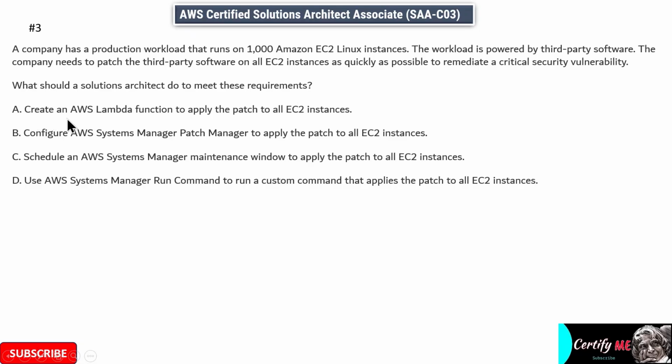Option A, create an AWS Lambda function to apply the patch to all EC2 instances. Option B, configure AWS Systems Manager Patch Manager to apply the patch to all EC2 instances. Option C, schedule an AWS Systems Manager maintenance window to apply the patch to all EC2 instances. Option D, use AWS Systems Manager Run Command to run a custom command that applies the patch to all EC2 instances.